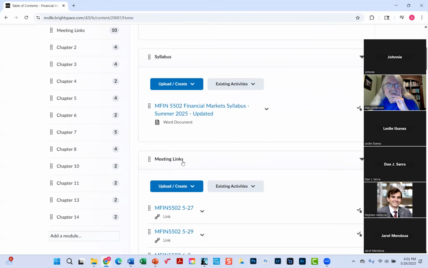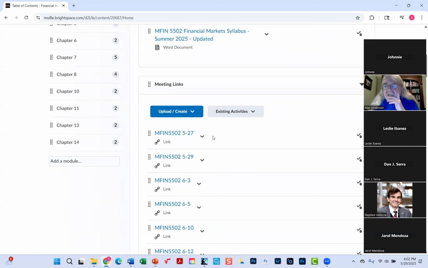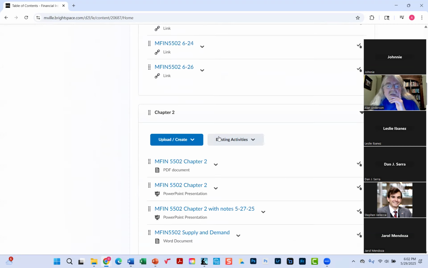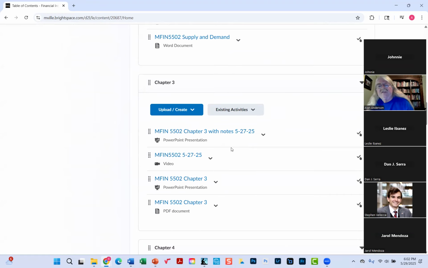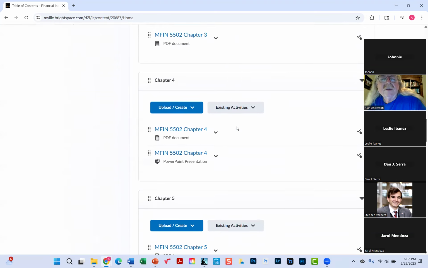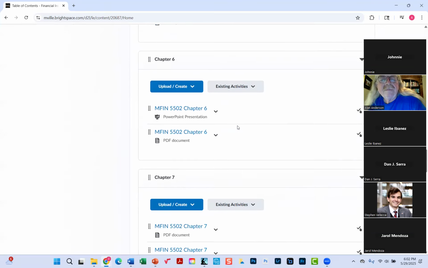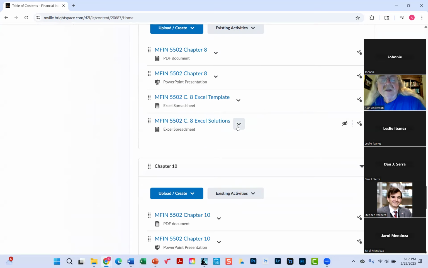You've got the syllabus, and these are the links in case I forget to send them out. And then these are the chapters. They're all here. I believe I've finished all of them. The only thing that's missing here is the exams, but I'll get those done fairly quickly. So everything is already here that we'll be doing for the rest of the course.